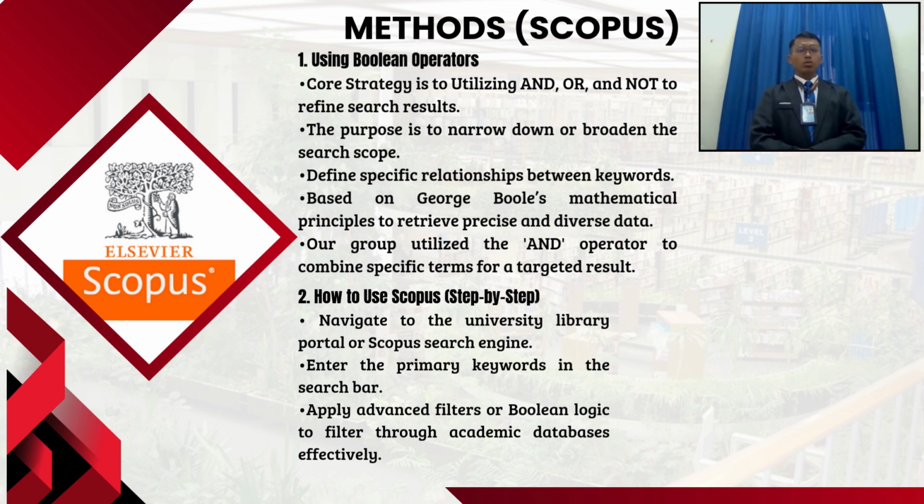And now, part 2: how to use Scopus step by step. First, navigate to the university library portal or directly to the Scopus search engine. Enter your primary keyword into the search box. Use advanced filters such as publication years, subject area, or document type to refine your search. Apply Boolean logic such as AND, OR, and NOT to filter through the database more effectively. For example, digital wellness and social media.